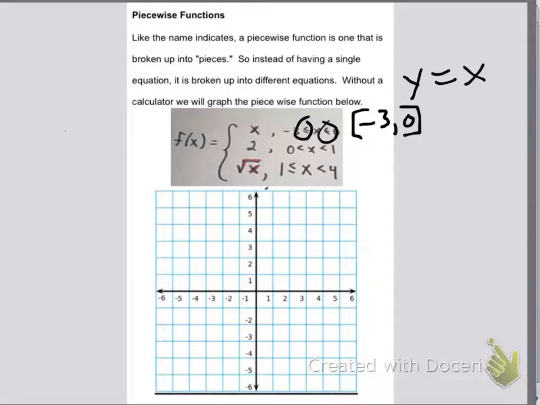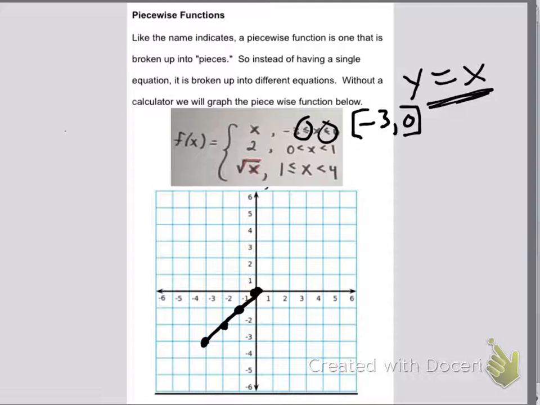So at x equals -3, y is -3. At x equals -2, y equals -2. At x equals -1, I'm just plugging in the points. Now, when I connect those, I just connect the 4 points because I'm only plotting this line on this interval.